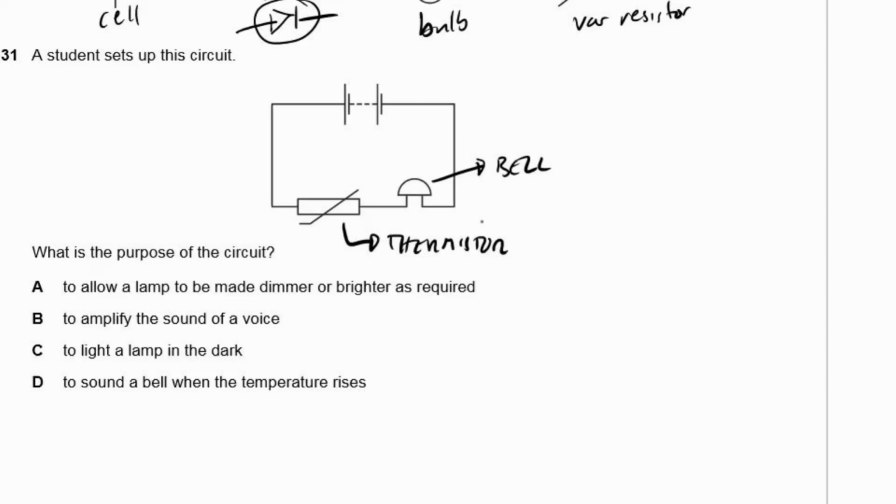A. To allow a lamp to be made dimmer or brighter as required. There is no lamp. B. To amplify the sound of a voice. No, there is no amplification circuit. C. To light a lamp in the dark. There's still no lamp. And D. To sound a bell when the temperature rises. Sure, I'll go with that.